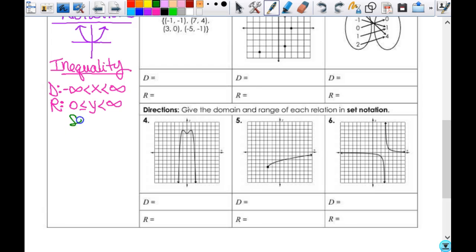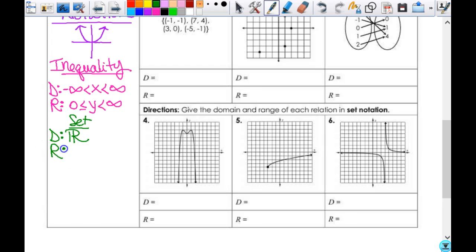So then we also have set notation. So for domain, how can I just talk about the set of numbers that represent the domain? What are they? Okay, yes, but how can I talk about them as a set? What numbers does that include? All real numbers, good. So the domain then is just all real numbers in set notation.